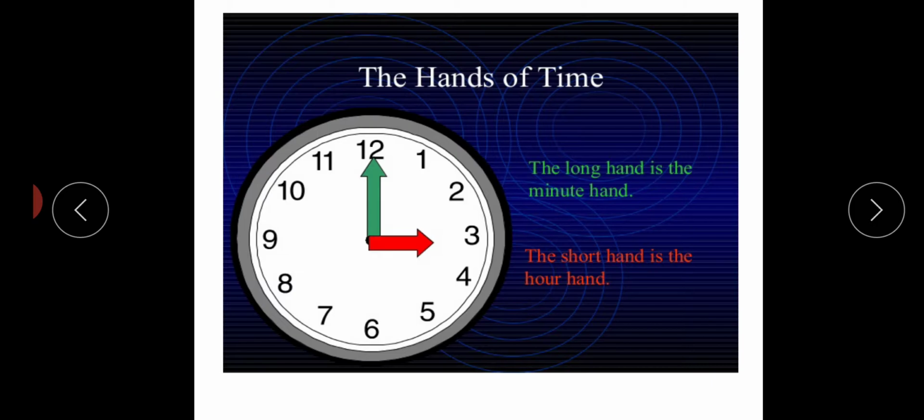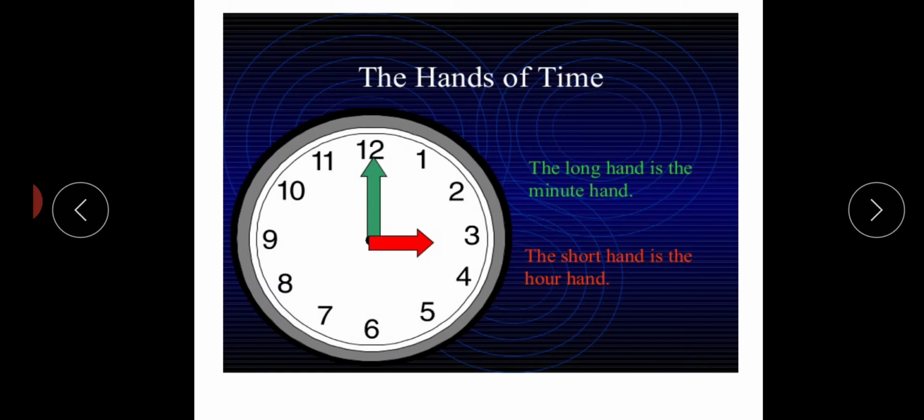So, students, you can see there are numbers written on the clock. Numbers written from 1 to 12. How many numbers are there on the face of the clock? 12 numbers are there. Starting from 1, 2, 3, 4, 5, 6, 7, 8, 9, 10, 11 and 12.